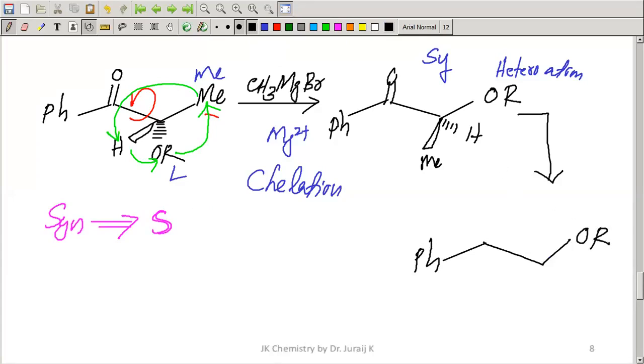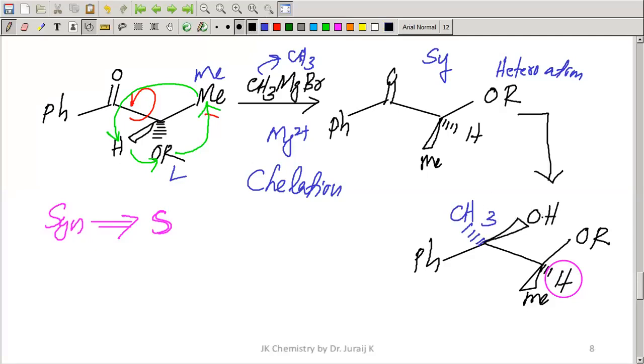Okay, OR and Me, H. Now the small group is in dash. So your nucleophile is CH3 minus, and that will attack from the bottom face. It will be in dash, as in the case of hydrogen. So CH3 here, and your OH will be in wedge. Now this is the major product.